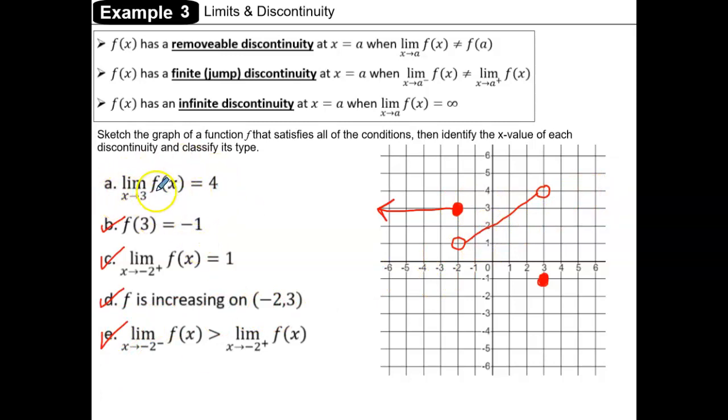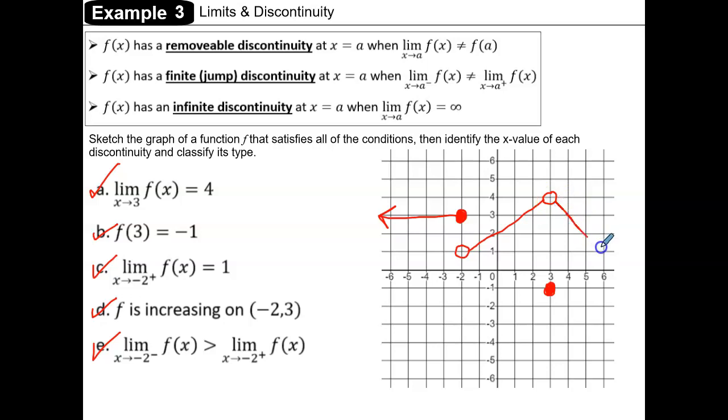So that only leaves me with finishing up condition A. The limit as x approaches 3 has to equal 4. And we have our closed circle here, but it's a two-sided limit because I need to come at this from the left and the right since there's no plus or minus as a superscript after it. Now it doesn't say after 3 that it continues increasing, so I'm going to change directions and either go constant or start to decrease. So I'm going to decrease, and there's my graph.